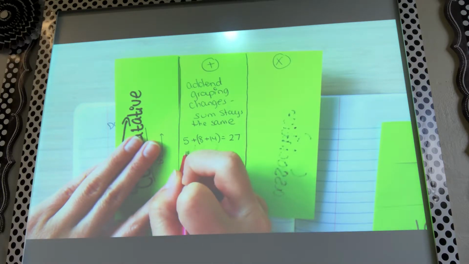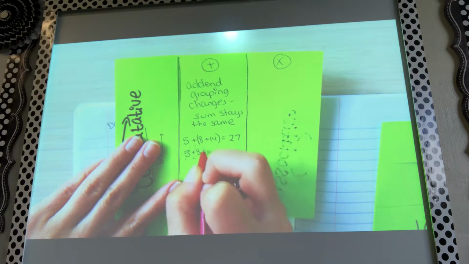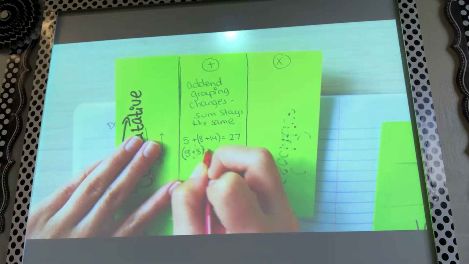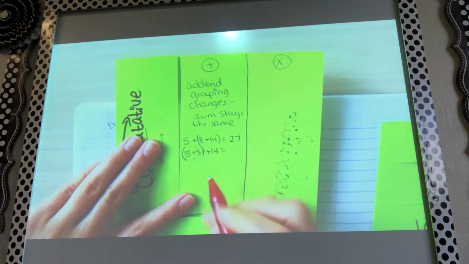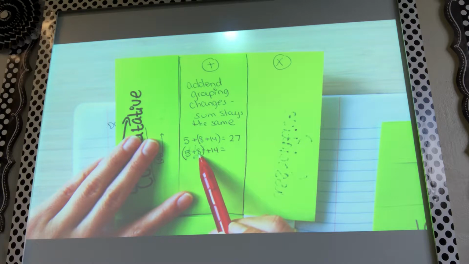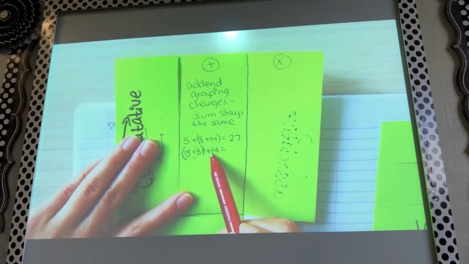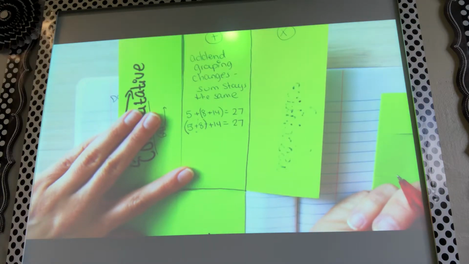But I can do 5 plus 8. See, I didn't move my add-ins. They stayed right where they were. Then I moved my groupings, and 14's out here by himself. And let's see if it still equals the same. 5 plus 8 is 13, plus 14 is 27. So they still equal the same amount.